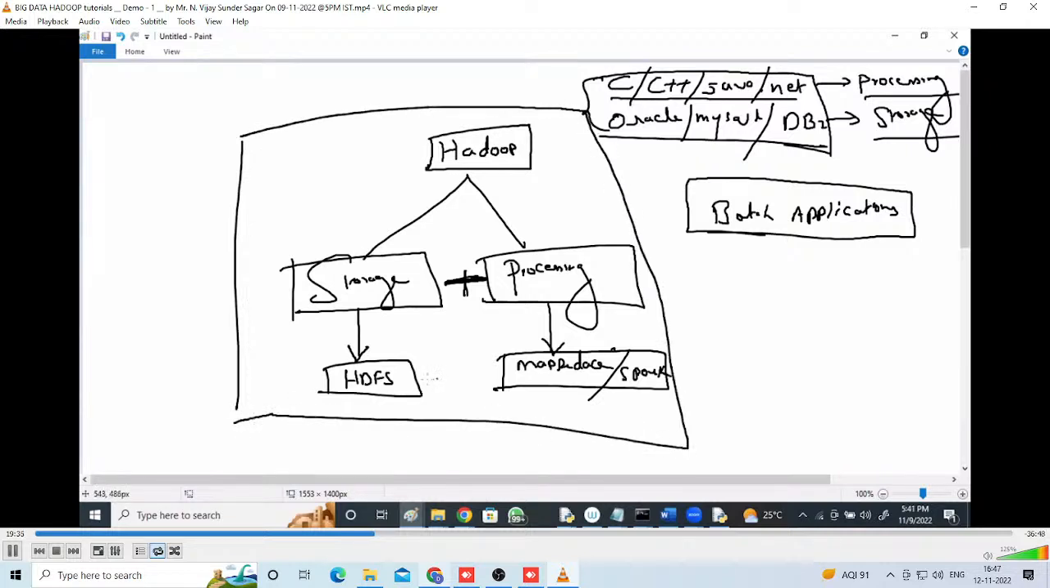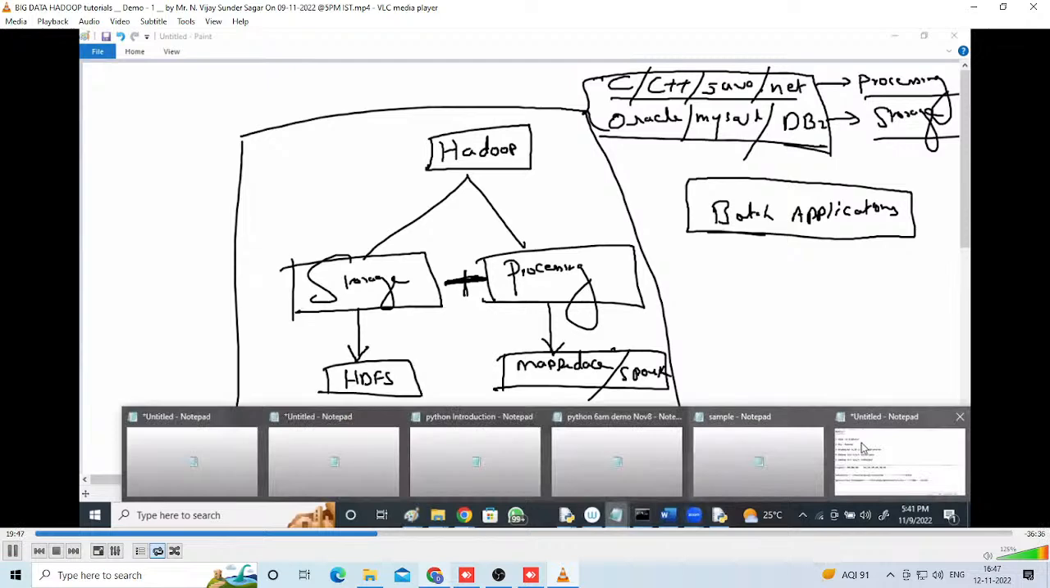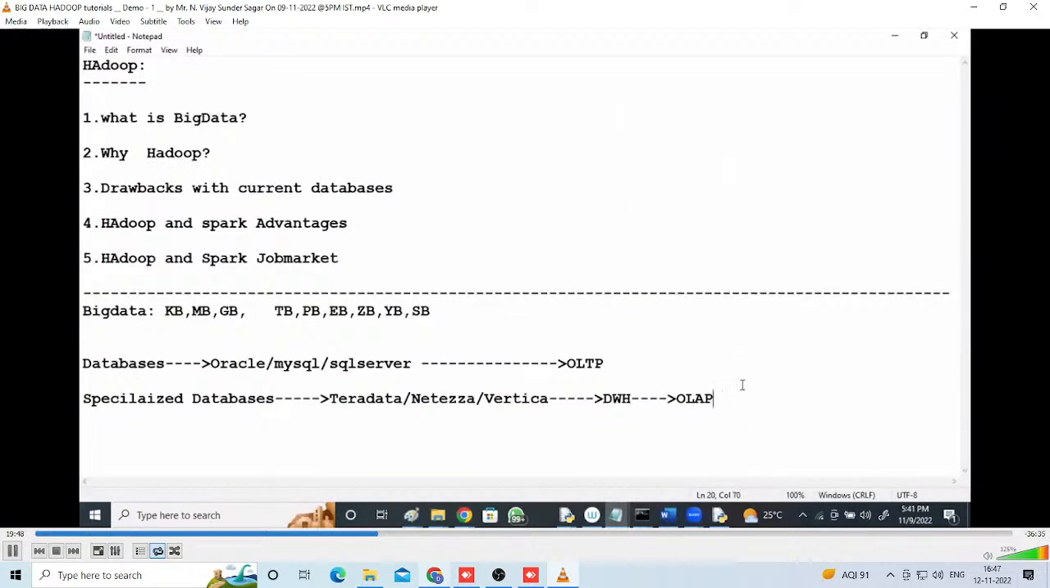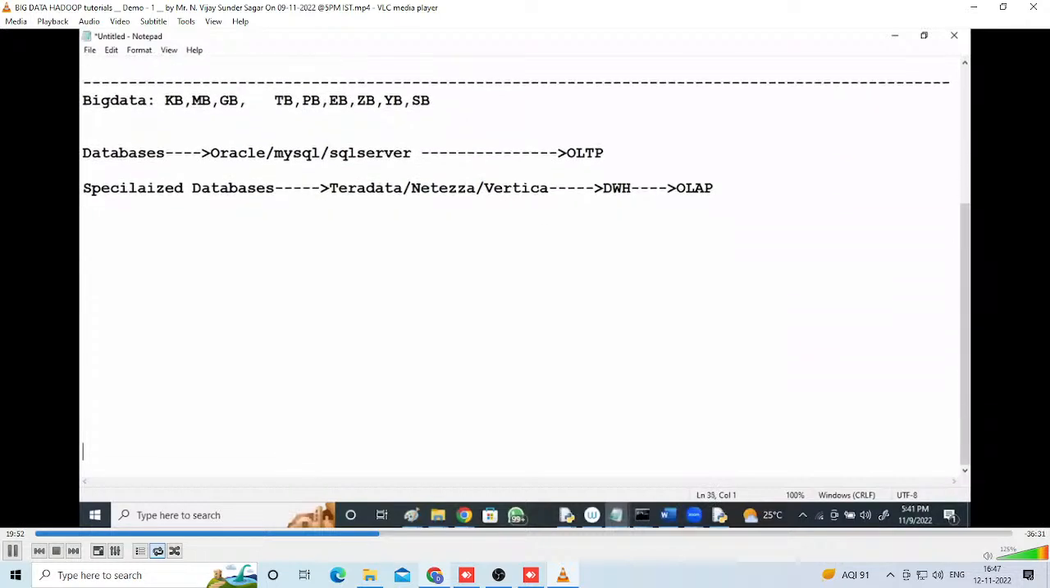There are a couple of queries. Why are databases not chosen to store Hadoop data? Why are we going with a special kind of file system called Hadoop Distributed File System? What are the drawbacks we see with the current databases?